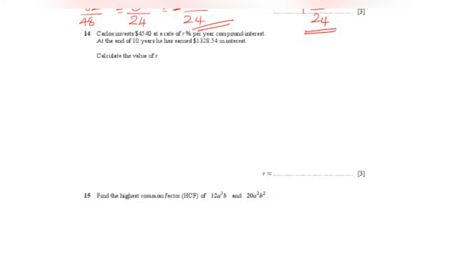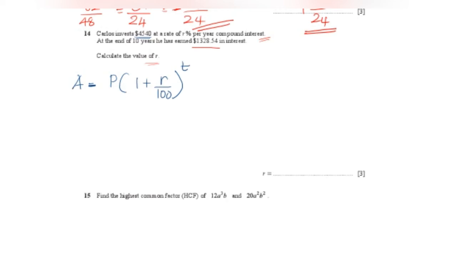Question 14. Carlos invests $4,540 at a rate of R% per year compound interest. At the end of 10 years, he has earned this much in interest. Calculate the value of R. So this is a compound interest question. So let us go ahead and write down the formula for compound interest. A is equal to P into 1 plus R upon 100 the whole raised to T, where A is the final amount and P is the principal amount, R is the rate and T is the time in years.